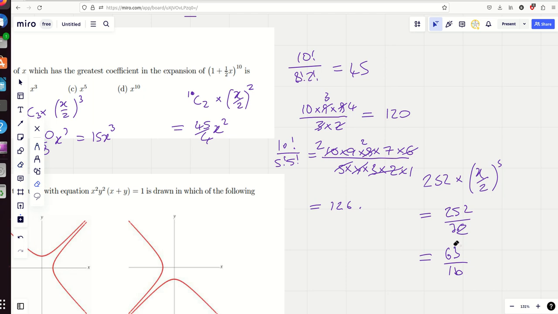And therefore, what have we got here? We can divide top and bottom by 2 twice. In other words, divide it by 4, I think. Or we can divide it by 8, can we? 8 into 252. A little bit of arithmetic.